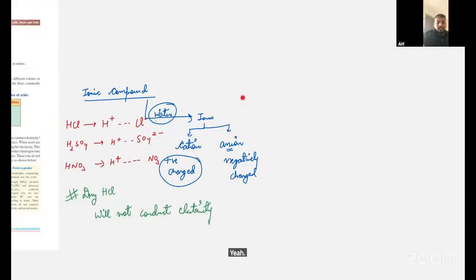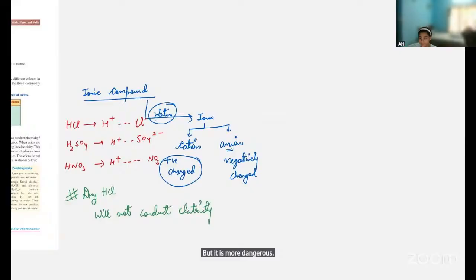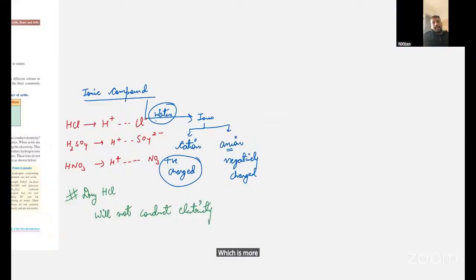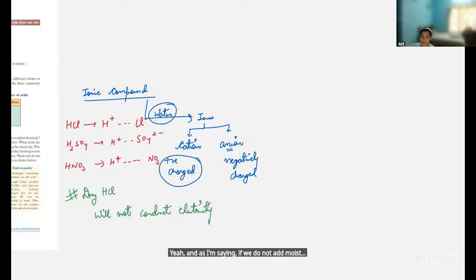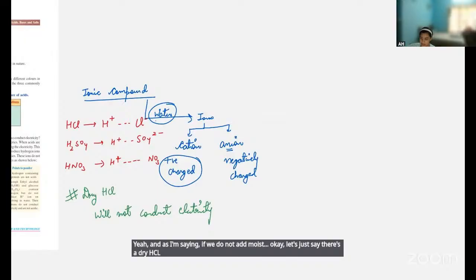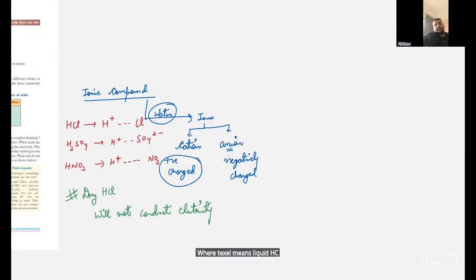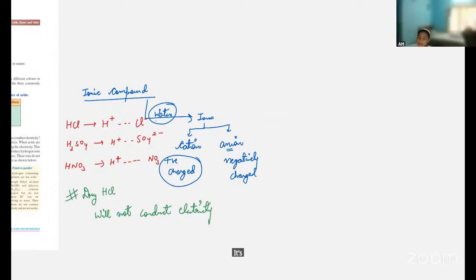But which is more dangerous? Dry HCl is good unless you add moisture to it. Let's say there's a dry HCl and a wet HCl. Wet HCl means liquid HCl. Dry HCl is a gas. So the dry HCl would be way safer than the wet HCl, right?